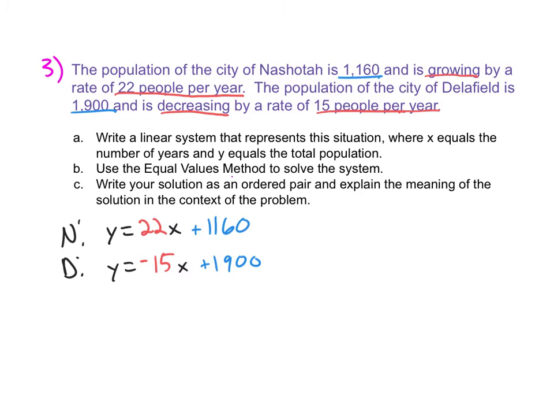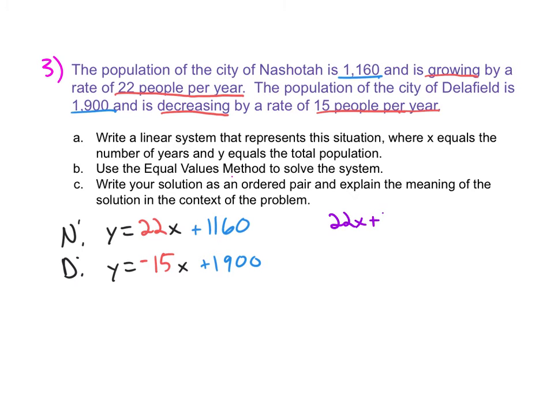Okay, so you should have come up with equations that look like this. Nishuda is gaining 22 people and starts with a population of 1,160. Delafield is losing 15 people, but is starting with a population of 1,900. So we've done part A. Part B, use the equal value method to solve the linear system. So again, I'm just going to set these two things equal to each other and then solve.